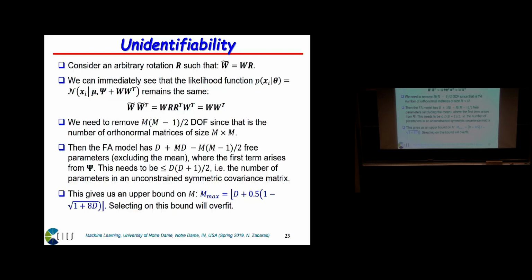Now it says here, if we want to get rid of this non-uniqueness in the context of the rotation, we need to remove m times m minus 1 over 2 degrees of freedom, because that's the number of the R rotations of size m by m. Can you tell me where this is coming from? Why is the number of different rotation matrices that you can have m times m minus 1 over 2?